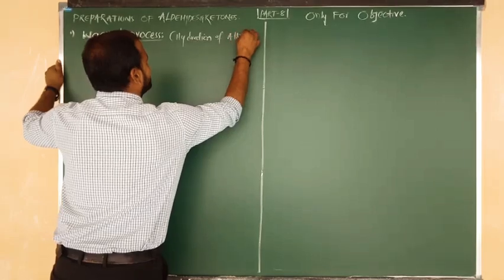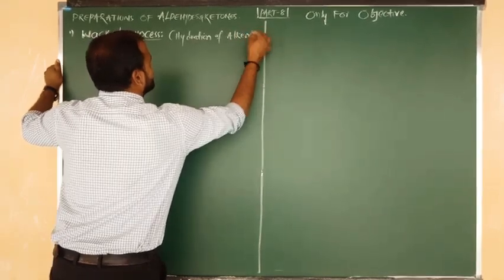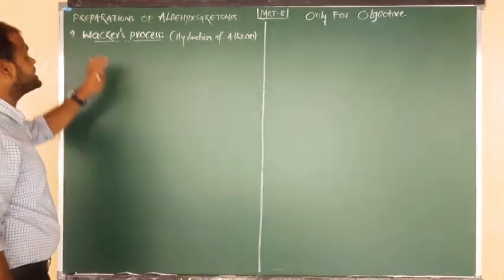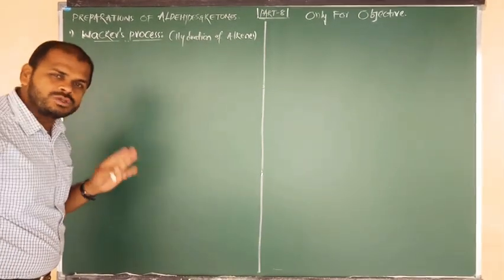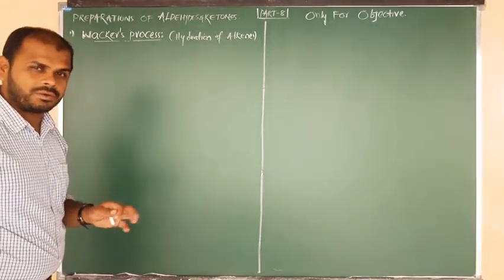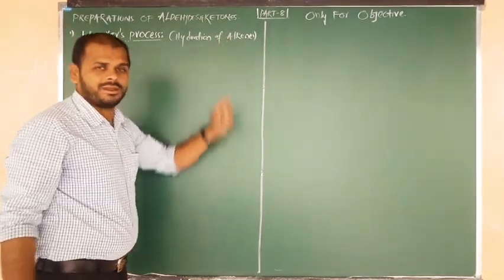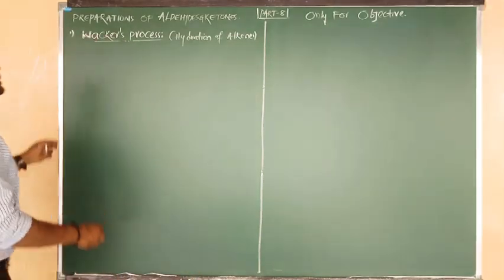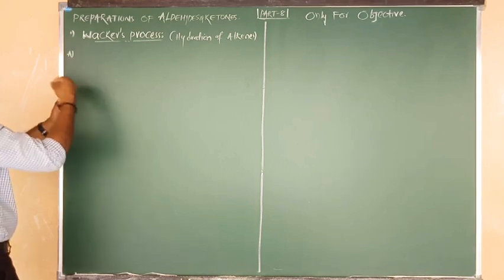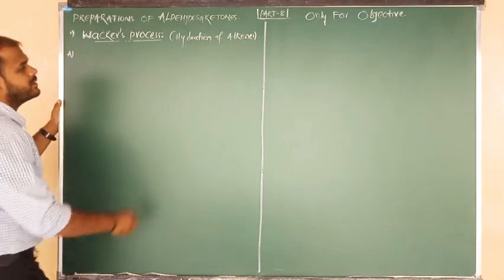Hydration of alkenes. Alkenes upon hydration, by using the suitable Wacker reagent, form products that are either an aldehyde or a ketone, depending upon the alkene. Now I am going to show you the reaction directly, because this is only for objective point of view.